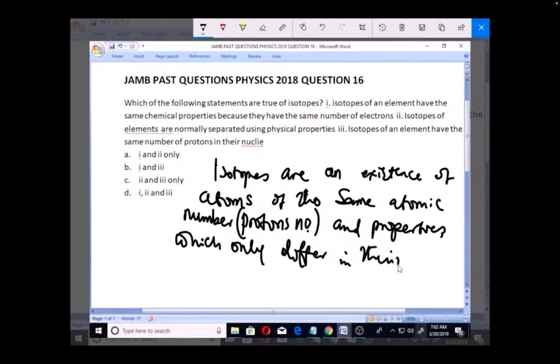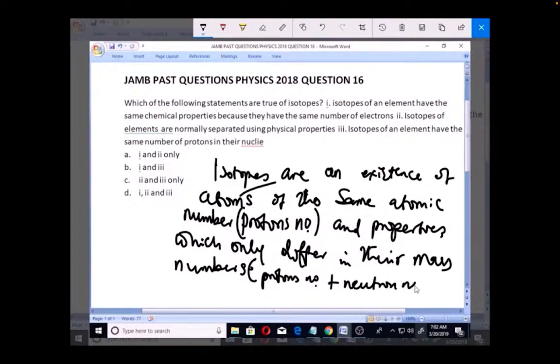So when you have atoms of the same atomic number but different mass numbers, then you know that the phenomenon known as isotopy is happening. So isotopy is a phenomenon whereby atoms exist in the same atomic number but having different mass number. And whenever you talk about mass number, you are talking about the proton number plus the neutron number.